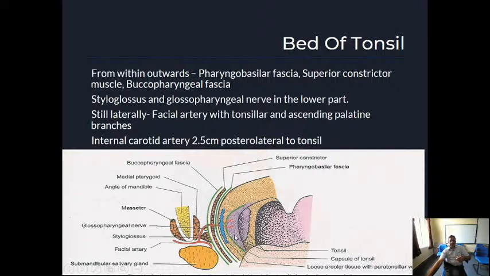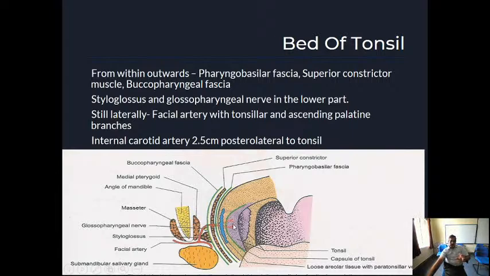This is where the peritonsillar abscess usually is formed, and then the blue one, the peritonsillar abscess. Lateral to that you have the pharyngobasilar fascia, and lateral to that you have the constrictor muscle, and on the outside of the constrictor muscle you have the buccopharyngeal fascia, and lateral to that, as I told you, there is a parapharyngeal space. So this is how the bed of the tonsil is.